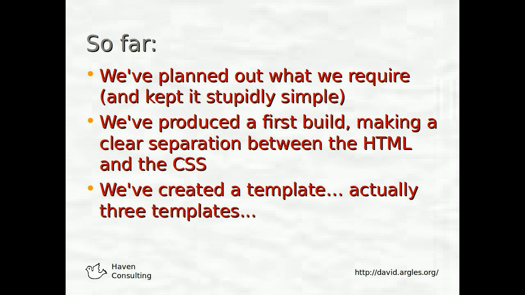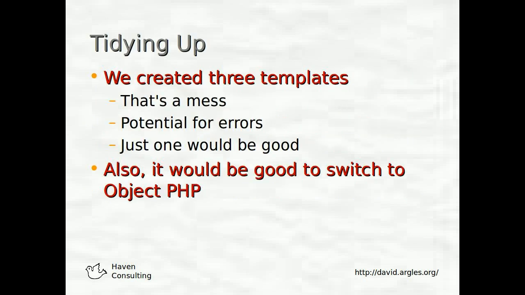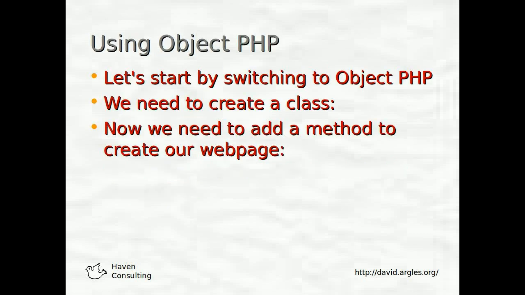Well, actually 3 templates. And that's a mess. With 3 templates there's potential for errors. We're splitting parts of our code up across different files, which is never good. It would be nice to have just one template. Also, we've so far used functional PHP, and it would be a good idea to actually think in terms of using Object PHP. So let's start by switching to Object PHP.